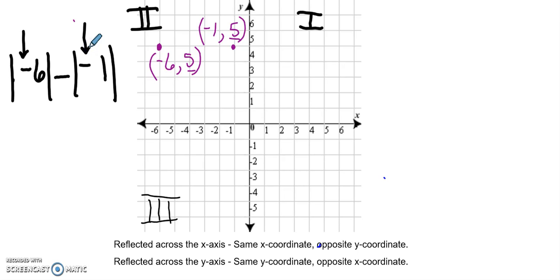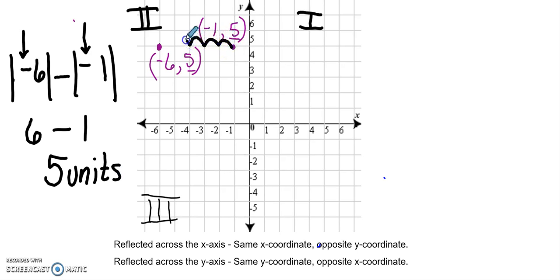Absolute value of -6 is 6. Absolute value of -1 is 1. I'm going to subtract the two absolute values, and my answer should be 5 units. Since I have them graphed, I'm going to check myself just to make sure I'm 5 units apart. 1, 2, 3, 4, 5. And those 2 points are 5 units apart.